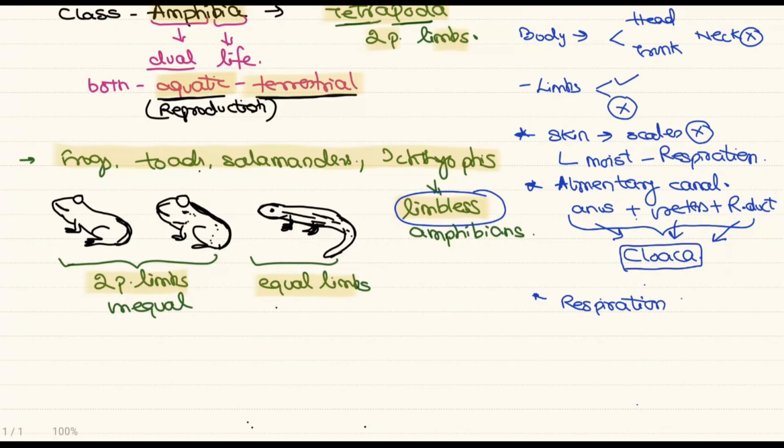Coming to the respiration part, respiration is done through the lungs as they are terrestrial. Gills are still present in the larval form and in some of the adults. And the third structure which helps in respiration is the skin. The moist skin also helps in the exchange of gases. So we can say that lungs help in pulmonary respiration, gills help in branchial respiration, and skin will help in cutaneous respiration.